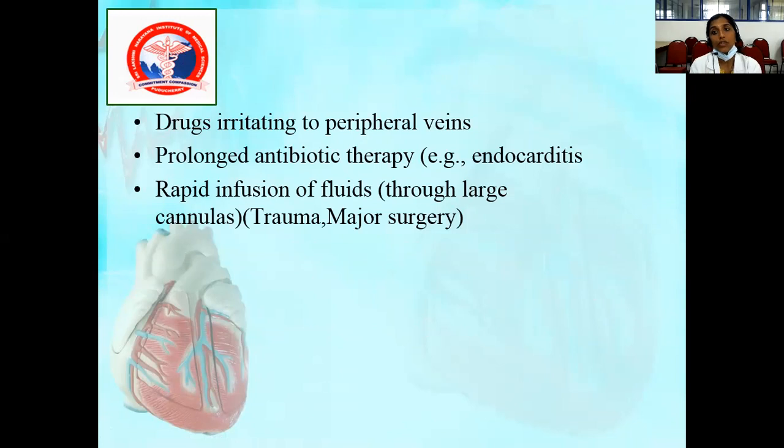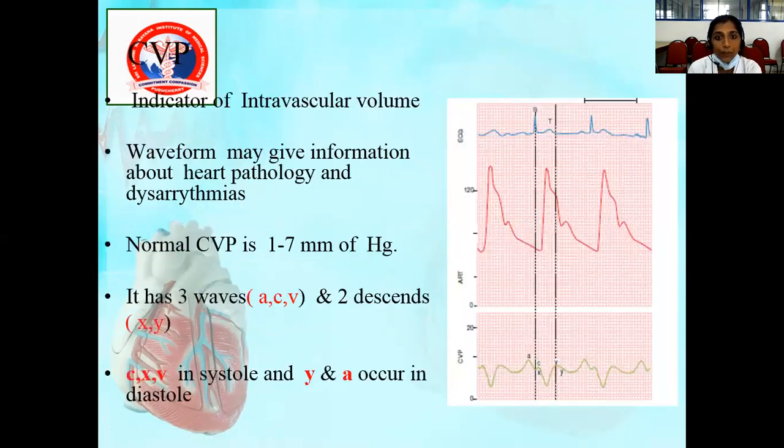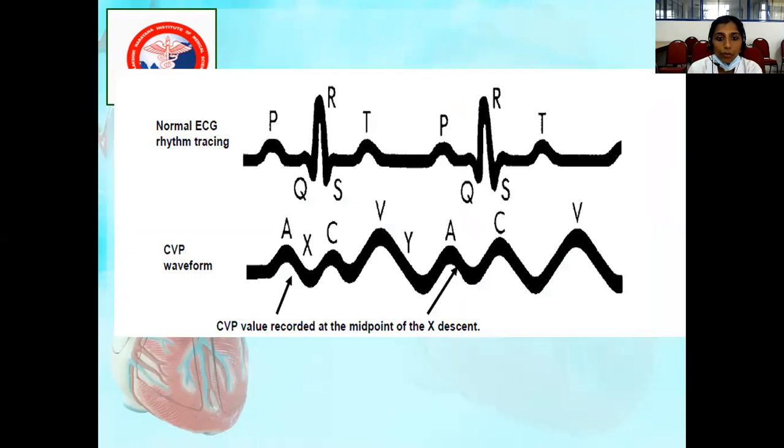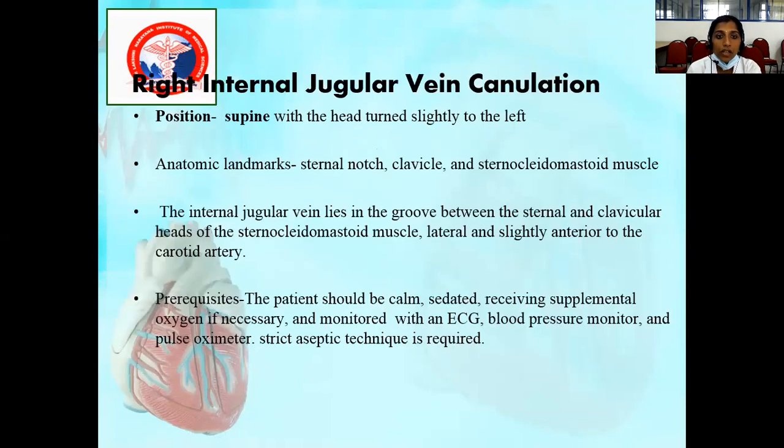Apart from that, it can also be used for giving IV fluids and rapid infusion of fluids, especially if the patient is undergoing major trauma or major surgery. And it can be used for giving drugs, antibiotics, etc. This is the normal CVP graph. We have A, C, and V waves and 2 descents, X and Y. This will more or less correspond to our ECG waves.